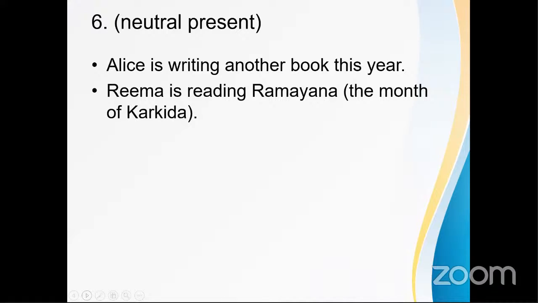What about the next sentence? Reema is reading Ramayana. Now we know that in this Karkidakam month people read the Ramayana. So suppose it is the month of Karkidakam now, and I say Reema is reading Ramayana. That does not mean that at this moment Reema is reading Ramayana. It simply means that during this 1 month of Karkidakam, Reema will be reading the Ramayana either in the morning or in the evening. Okay. That is what is called the neutral present. That is, not right now, but sometime later or sometime earlier today, something like that. I suppose that is also clear.